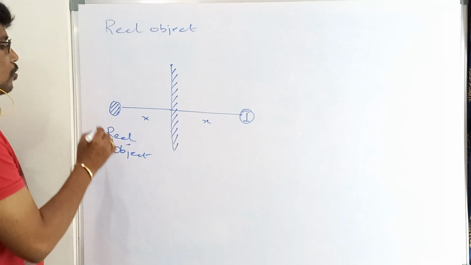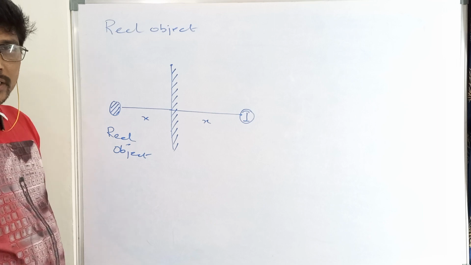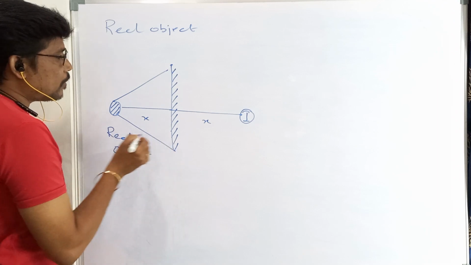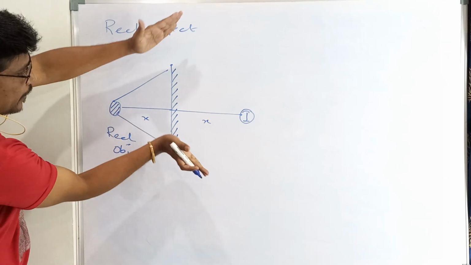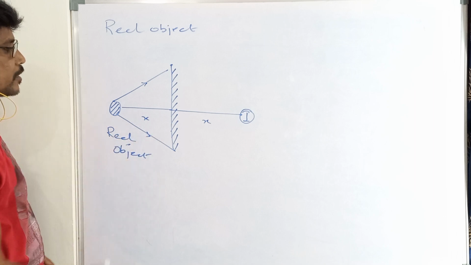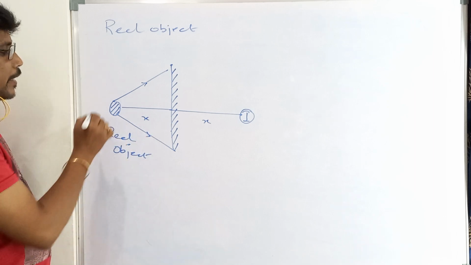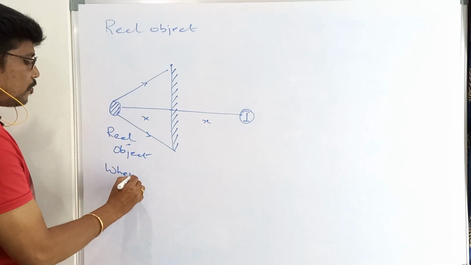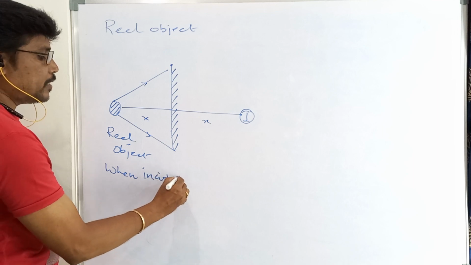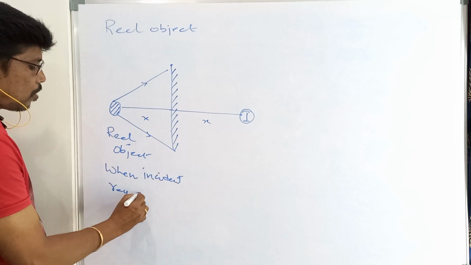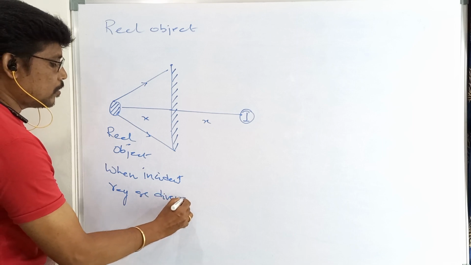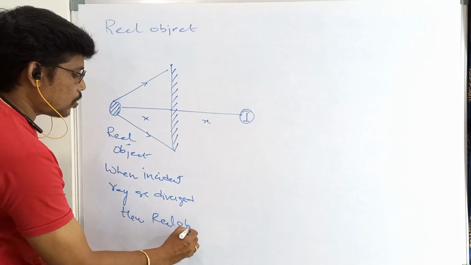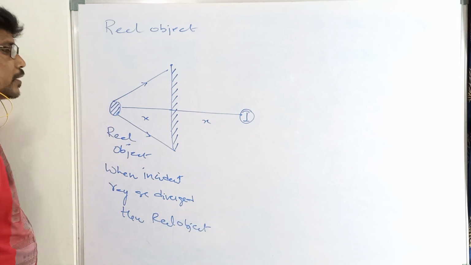As you know, when light is incident on this object, the incident light rays will be diverged. When these light rays are diverged, then this object is a real object. So I can say that when incident rays are diverged, you call it a real object. Simple, real object.